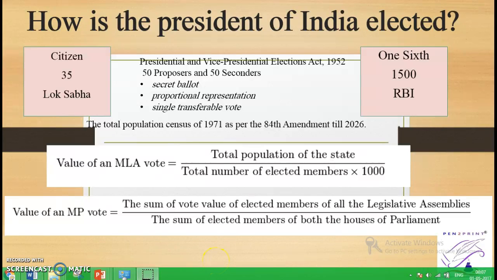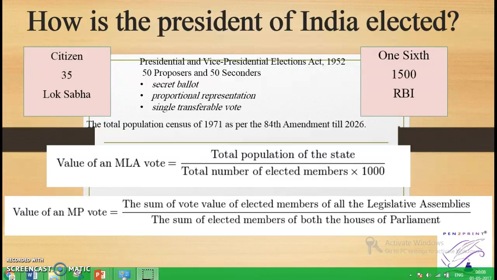Hello, today we are going to discuss how the President of India is elected. The President of India is the nominal head of the country. The real head of the country is the Prime Minister. But here we will discuss the election procedure of the President of India.